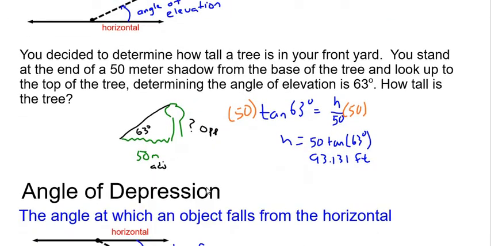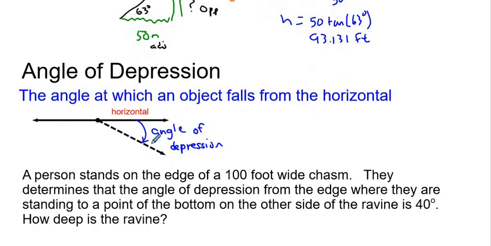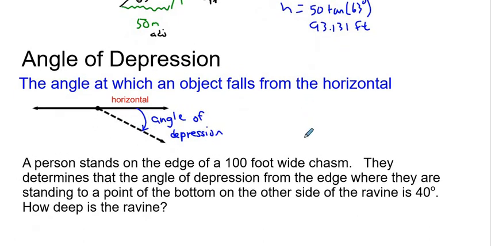So the next concept is angle of depression. Keep in mind that angle of depression is measured from the horizontal. Students routinely, when I say angle of depression, draw it here. And this is not the angle of depression. It would actually be this angle. That's the angle of depression.